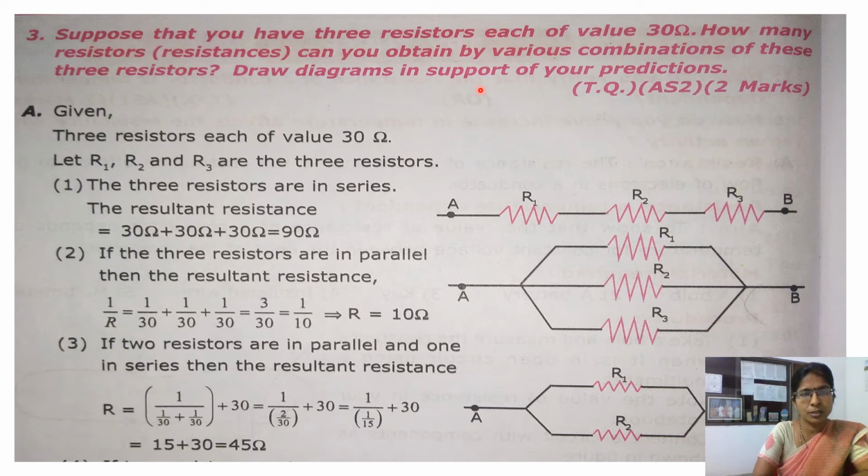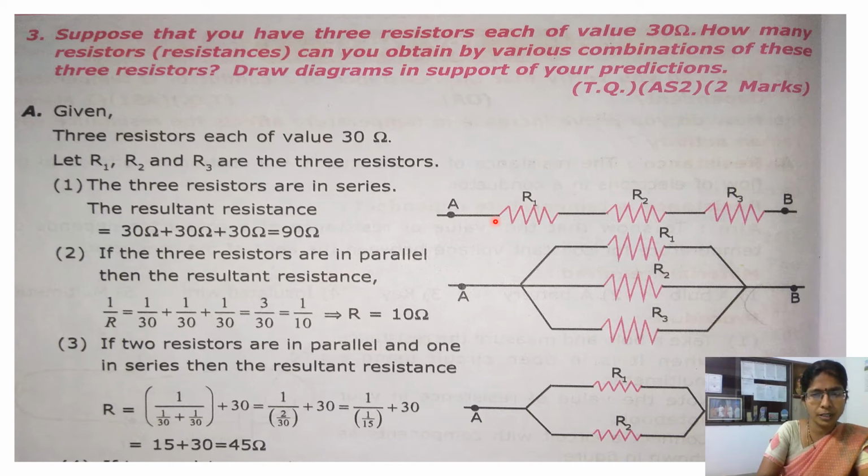Let's see the answer. Now here it's given that there are 3 resistors and the value of each of them is 30 ohms. Then the possibility of combinations are either series or parallel combination. The first one is that when you connect all these 3 resistors in series combination, then the resultant resistance will be in one way. But when can you say that they are in series combination? Let's see. You have already learnt about series combination.